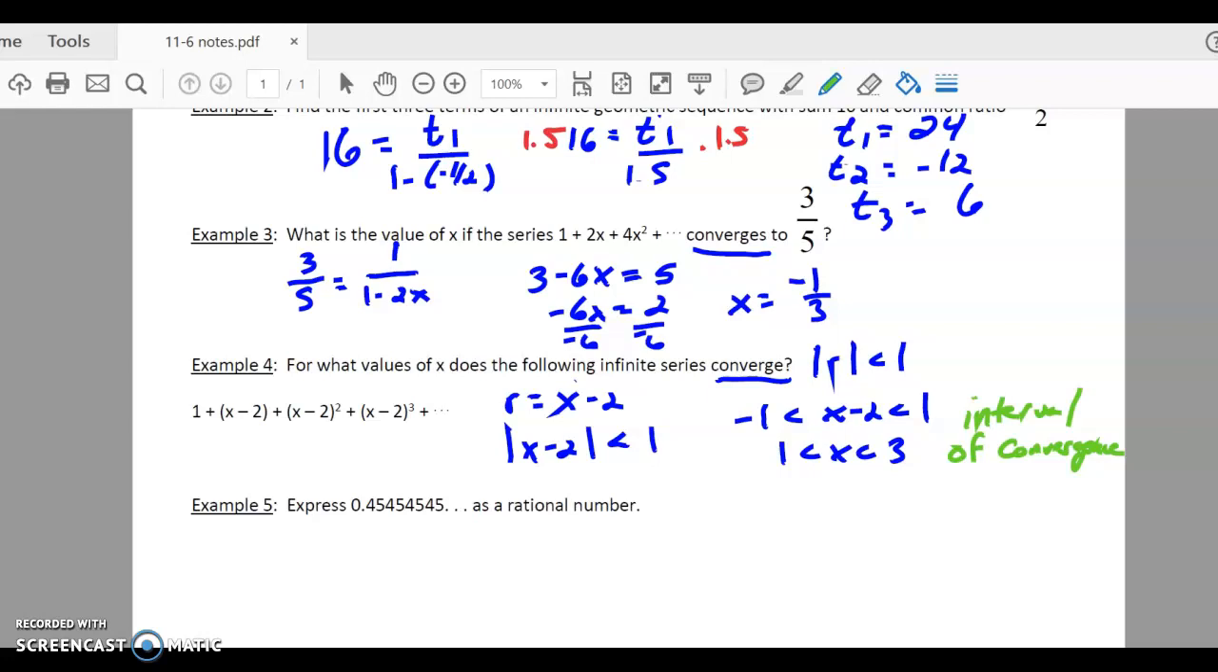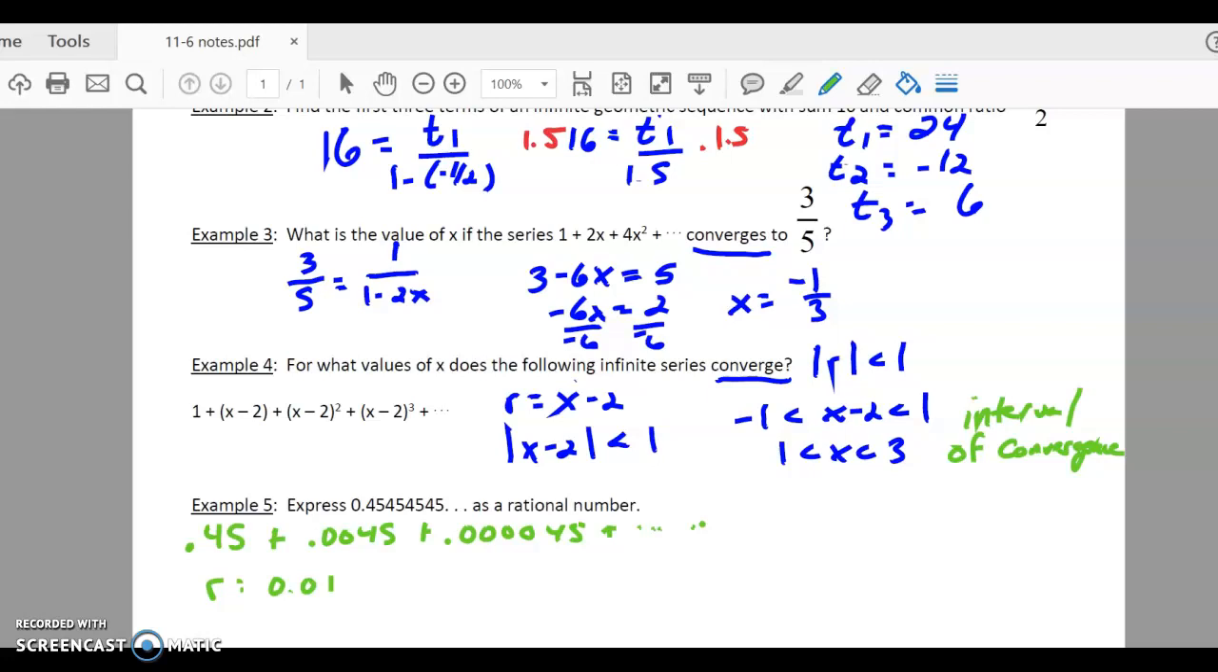If we split this up and make it a sequence, we have 0.45 plus 0.0045 plus 0.00045, etc. Well, that is a geometric sequence. r happens to be 0.01. So basically what you're doing is adding up an infinite amount of terms to get a repeating decimal.